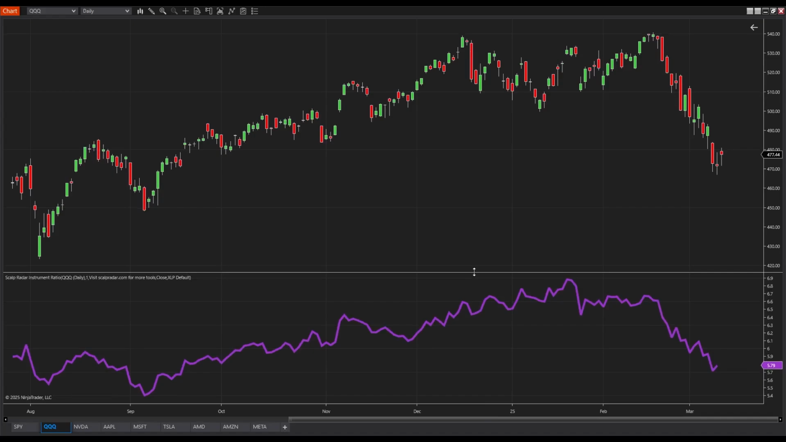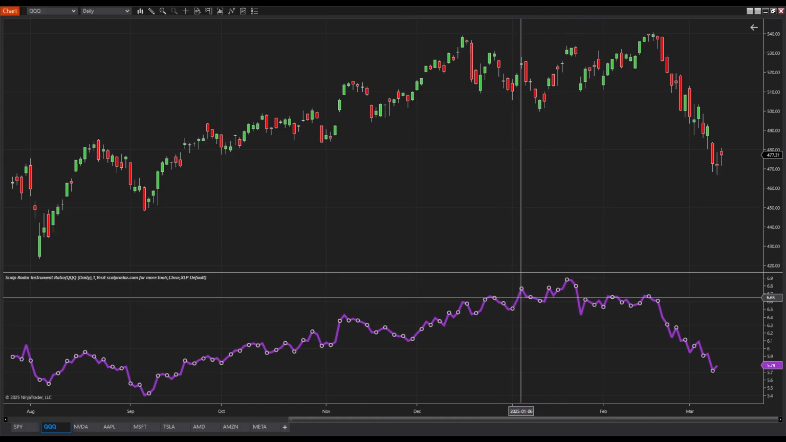All right. So at the bottom here, we could see we have the ratio of QQQ versus XLP. So as this line goes up, it's telling us that QQQ is outperforming XLP or consumer staples. So this is generally a good thing if you're bullish QQQ. Generally, the correlation between those two are somewhat inverse. So you want QQQ to go up while consumer staples go down because that indicates risk on sentiment in the market.